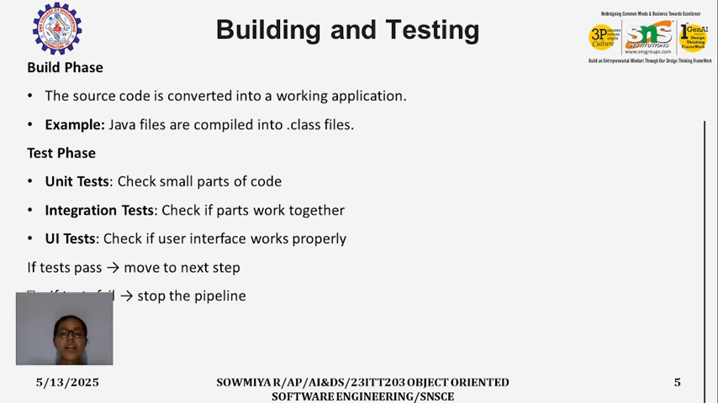Then building and testing. Why do they matter? Build phase. Source code is converted into an executable file. For example, Java into .class file. Test phase. Unit test. Check individual functions. Then integration test. Check if parts work together. Then UI test. Test the user interface. If tests pass, the process continues. If any test fails, the pipeline stops. So broken code doesn't go live.